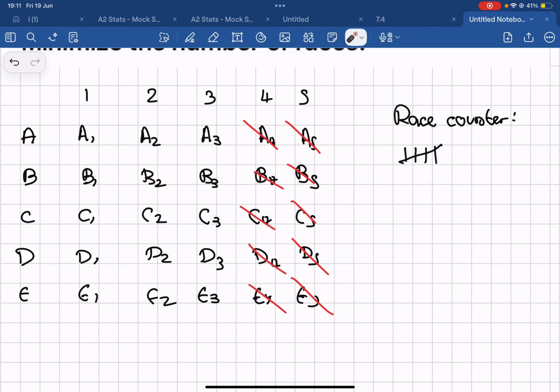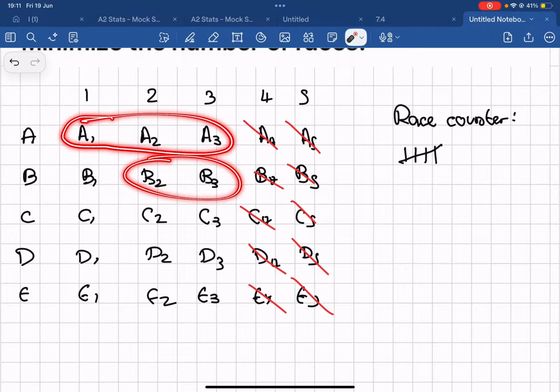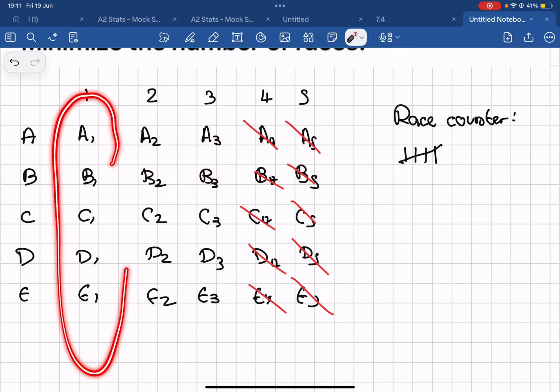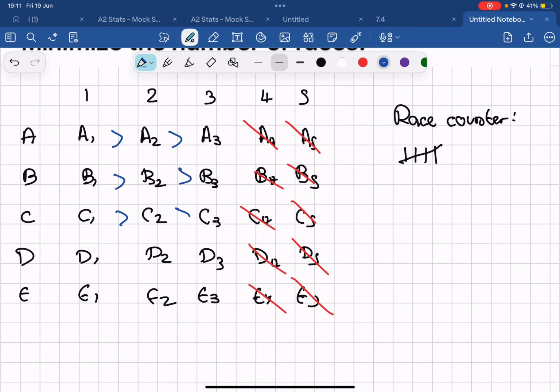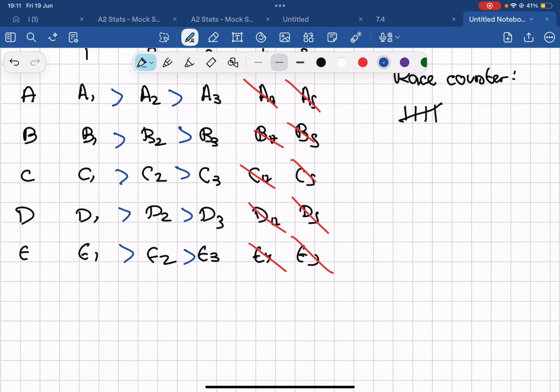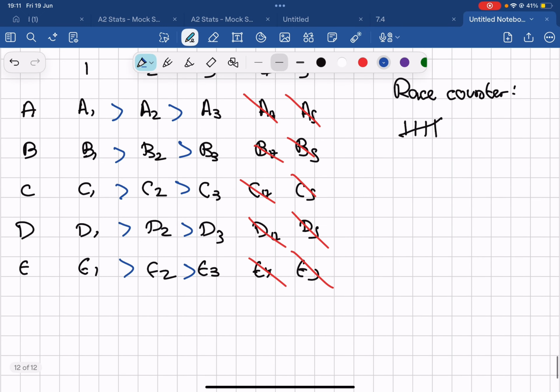Now let's race the winners of each race. It wouldn't make sense to compare A1, A2, A3 to the other horses because we've already compared these. So let's try comparing this way now. Before that, let's say one thing. When I use this notation, I mean A1 is greater than A2, that means A1 is quicker than A2, or finishes the race first, however you want to see it. Right.